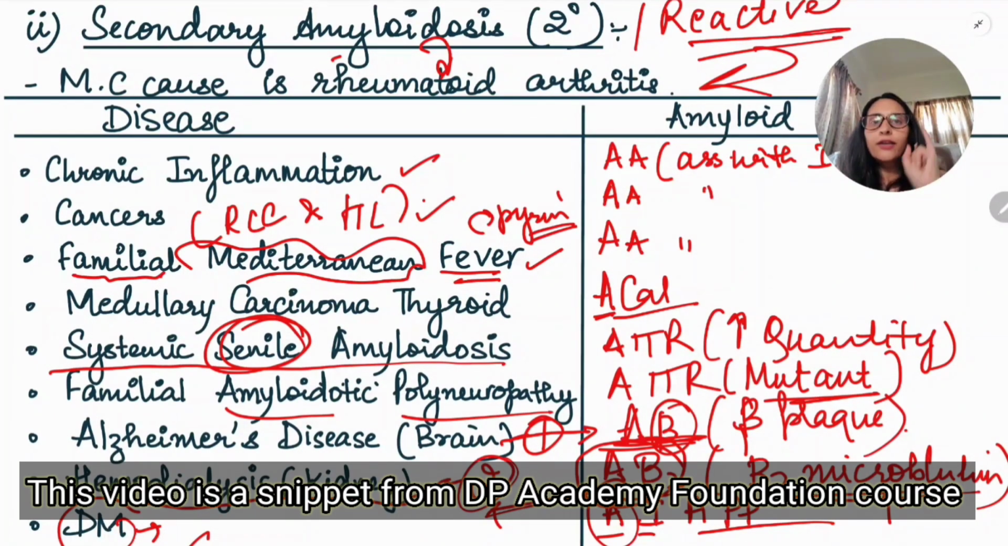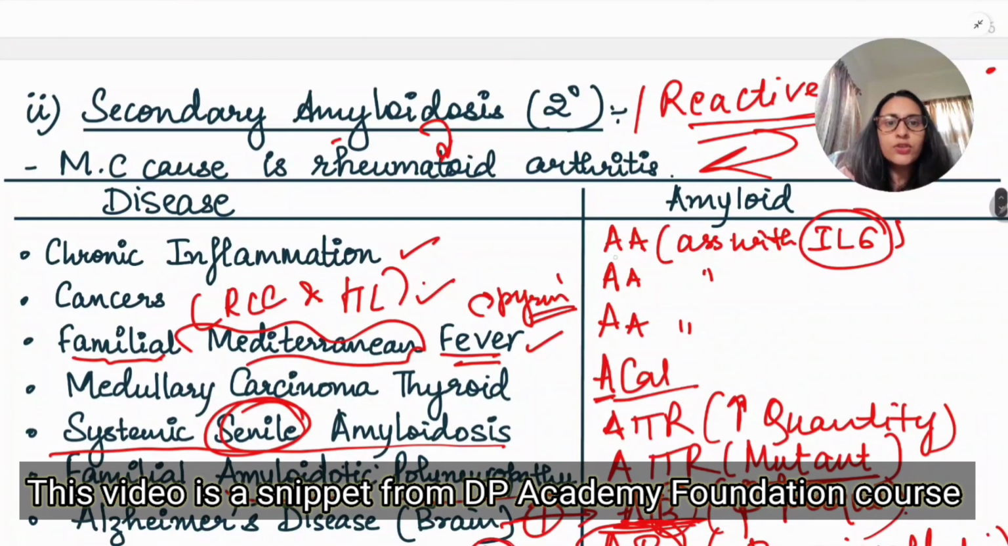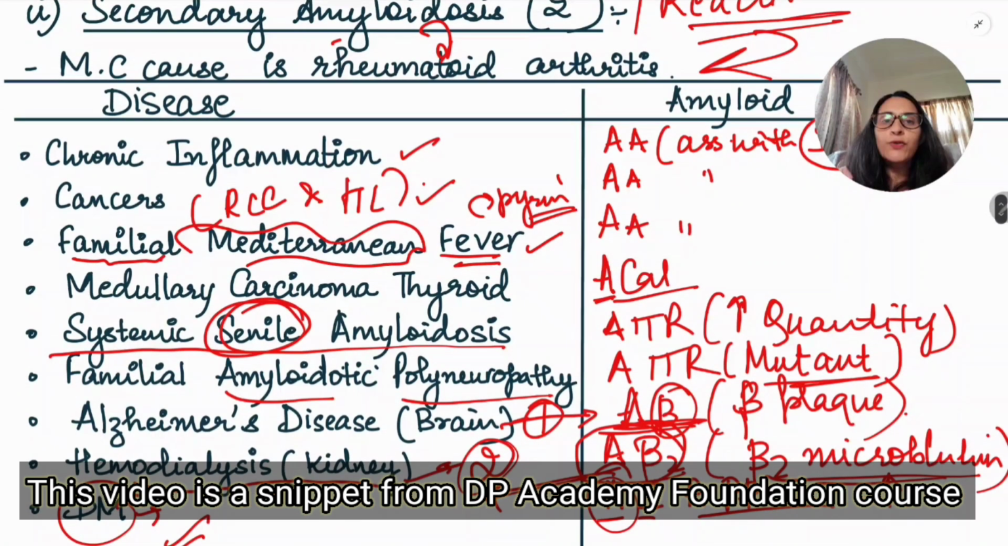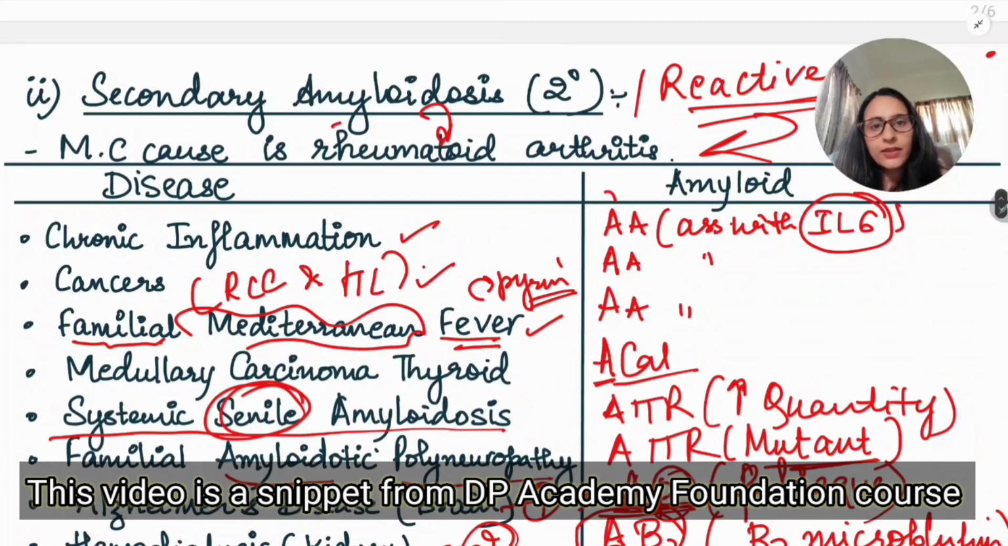We have finished with chronic inflammation except chronic bronchitis, cancer, specifically renal cell carcinoma and Hodgkin lymphoma, and also familial Mediterranean fever. They are associated with an increase in the interleukin. So amyloid is associated with interleukin 6. Then in medullary carcinoma of the thyroid, since there is an increase in the calcitonin, everywhere A is written, that means deposition of amyloid is seen. A in the first letter means deposition of amyloid.